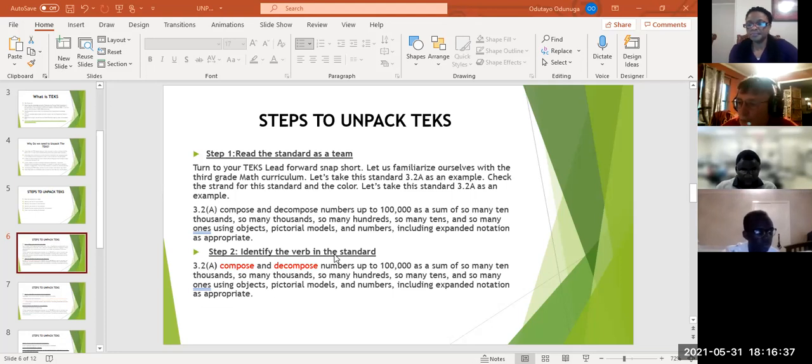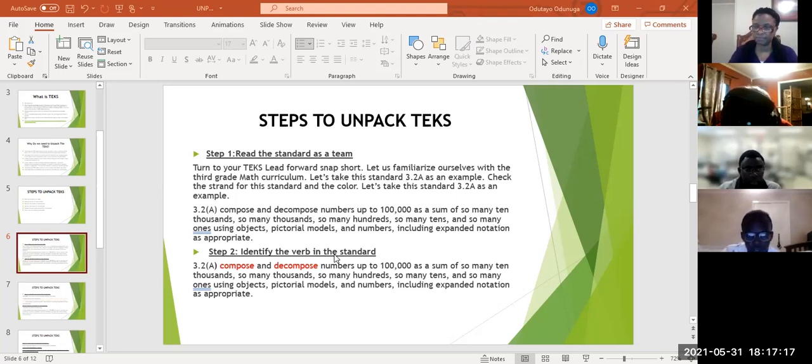I'll go next. Okay, thank you. Go ahead. So I'm going to choose 3.2. Are we still doing readiness, or can we choose under supporting standards? Anyone. Okay, I'm going to choose 3.2B. It says, describe mathematical relationships found in the base-10 place value system through the 100,000 place. So I think the verb there is describe. Yes. So that is the verb. That's how to find the verb in your TEKS.